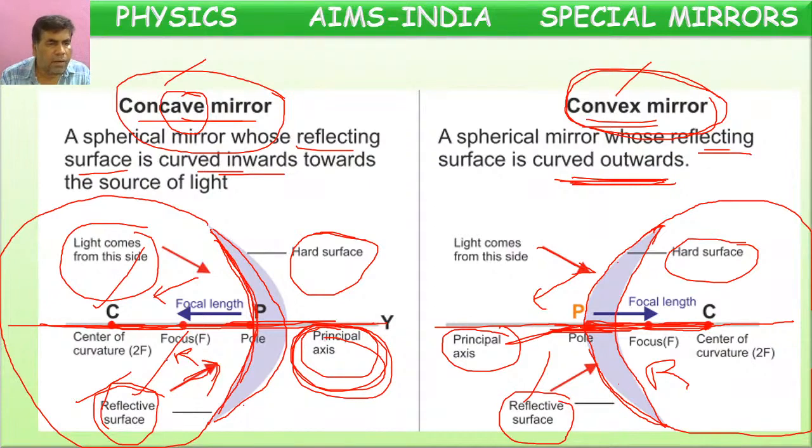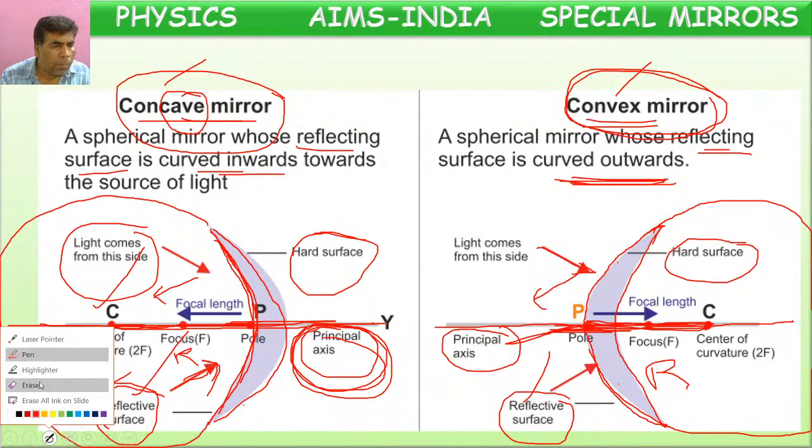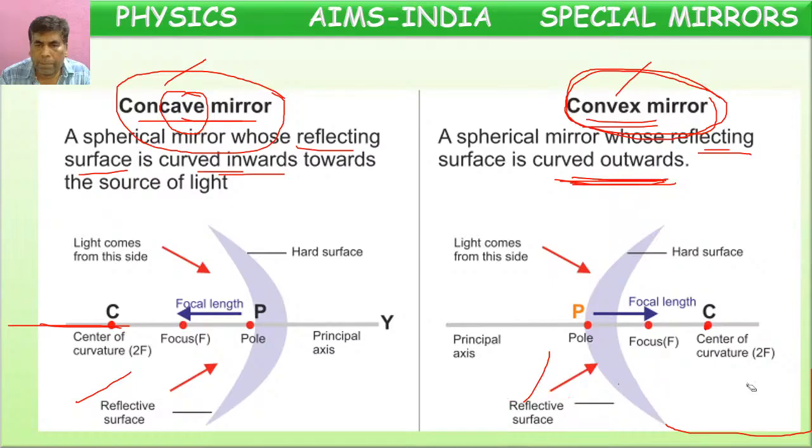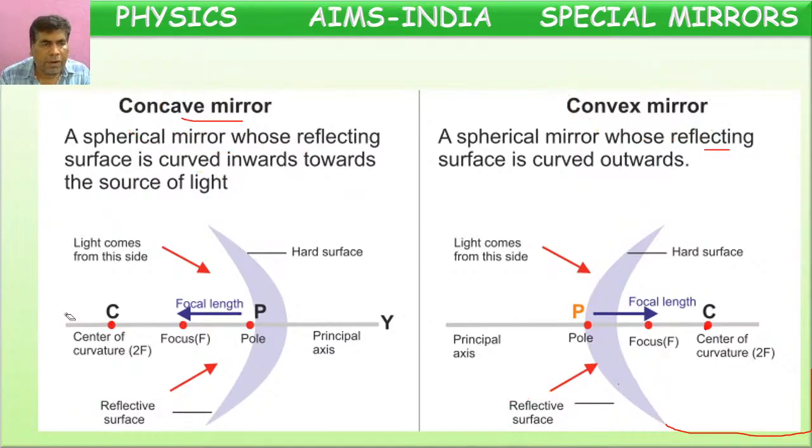Okay. Here we have one more point called F. This is a very important point because the image formation mainly depends on this point. It is nothing but the focus.